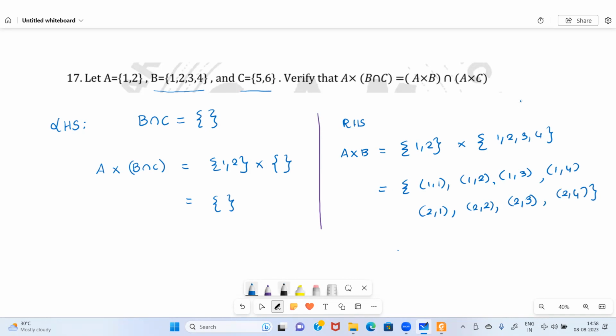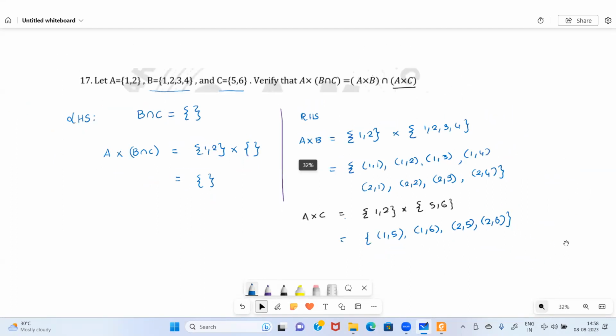Now try doing A cross C, students. A is {1, 2} cross C, which is {5, 6}. So what do we get? (1,5), (1,6), (2,5), and (2,6).